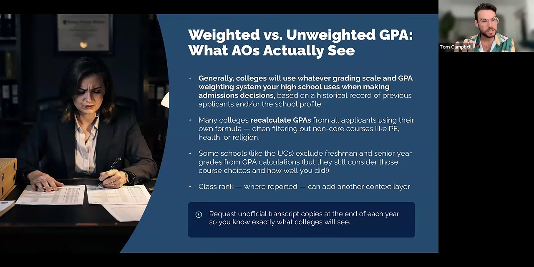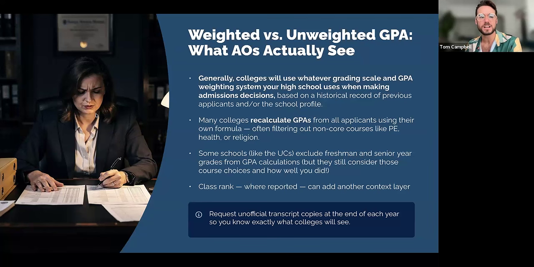A lot of colleges will recalculate GPAs. The University of California system is a prime example of this. They're really transparent about how they recalculate GPAs for all students to be on the same standardized flat scale. It doesn't mean that they're not taking into consideration your unique school context or the scale that you're using, but that is something they do to normalize and streamline their process since they have 100,000 plus applications, right? Some schools will exclude freshman grades from academic evaluations or GPA calculations, but they still consider the courses that you take. So that's important to note.